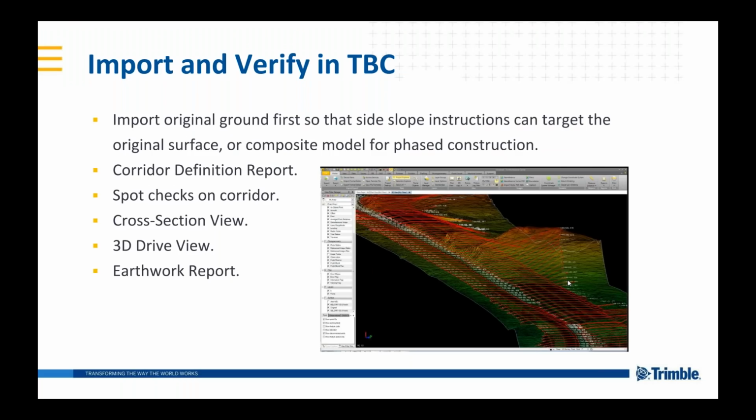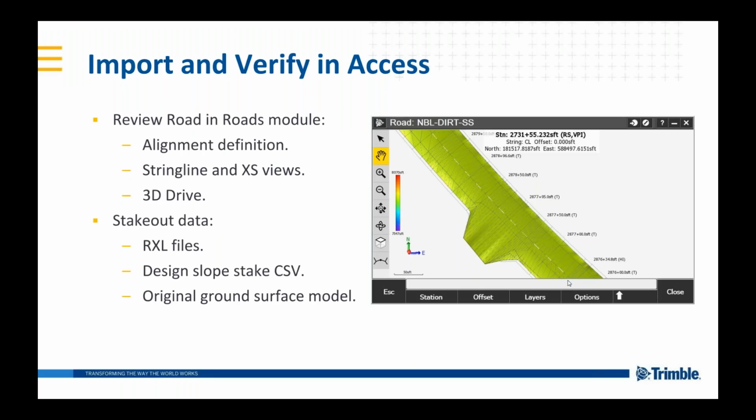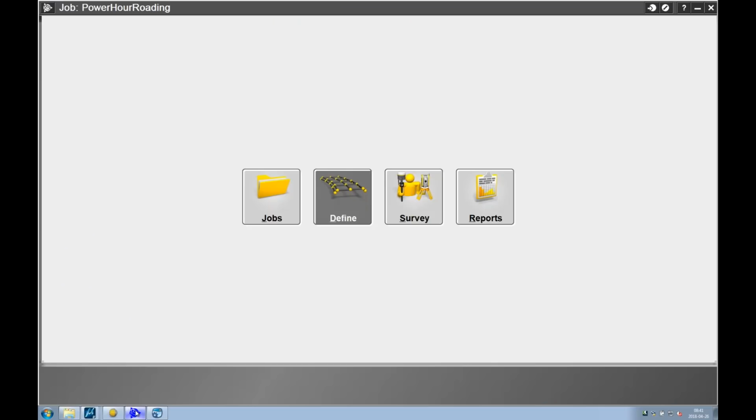So then the last thing that we'll look at is what this data looks like in Trimble Access, getting us ready to stake this out in the field. So we'll look at, in the roads module, the alignment definition, the string line and cross-section views. There's a 3D drive as well in Trimble Access, and then briefly we'll look at what our stakeout data looks like that we're going to take out into the field with us in Access. So we're going to flip over into Trimble Access Roads module.